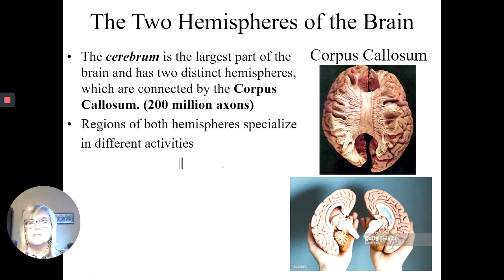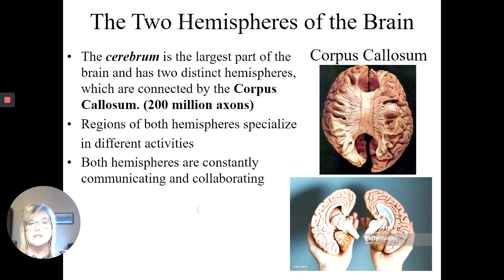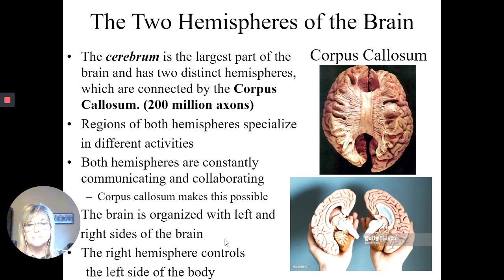Regions of both hemispheres specialize in different activities, and both hemispheres are constantly communicating and collaborating, and the corpus callosum makes that possible. So the brain is organized with left and right sides of the brain. The right hemisphere controls the left side of the body.